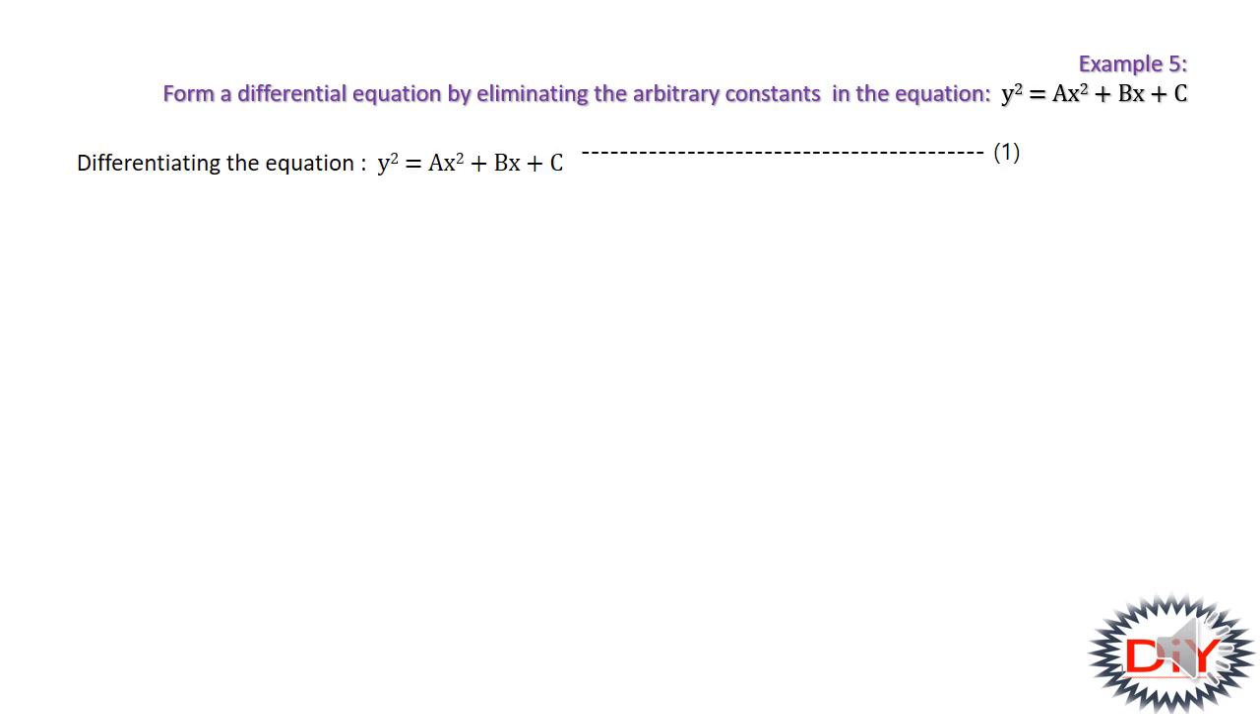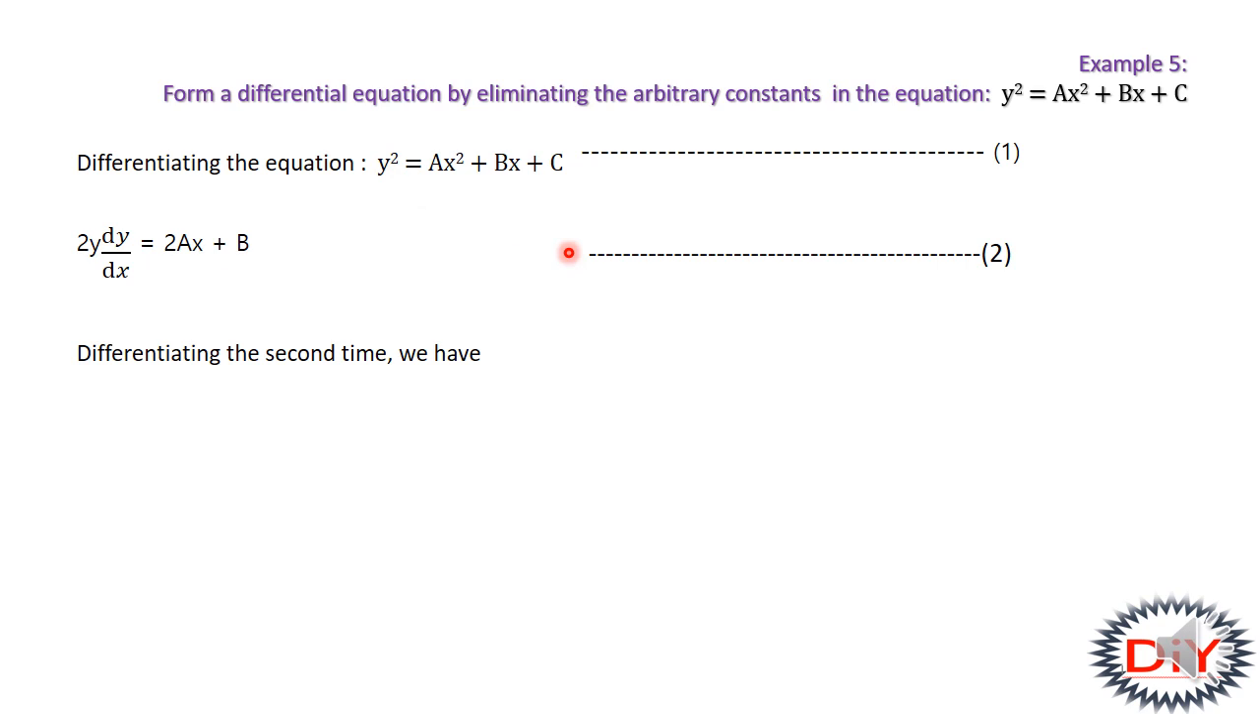The first step, as always, is to differentiate the equation, right? Now, if you differentiate the equation, we are going to get 2y dy/dx equal to 2x plus b. We all know how this one comes about. That's our equation 2, right? We know how this one comes about.